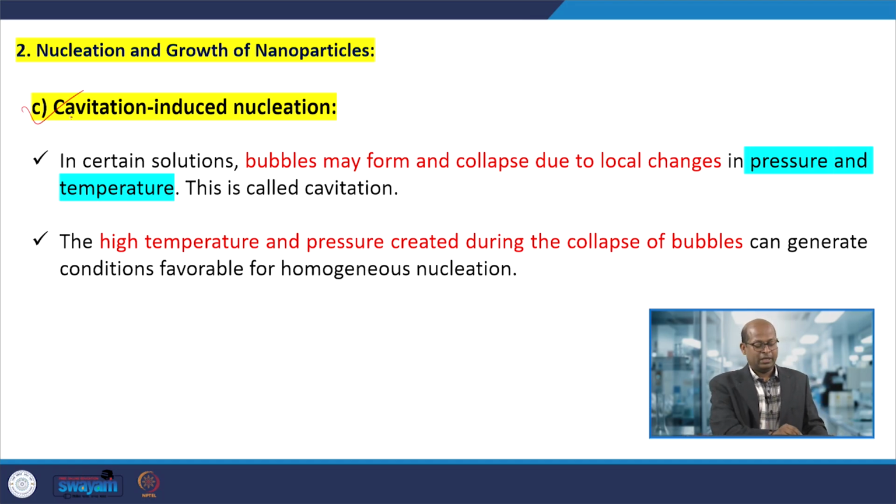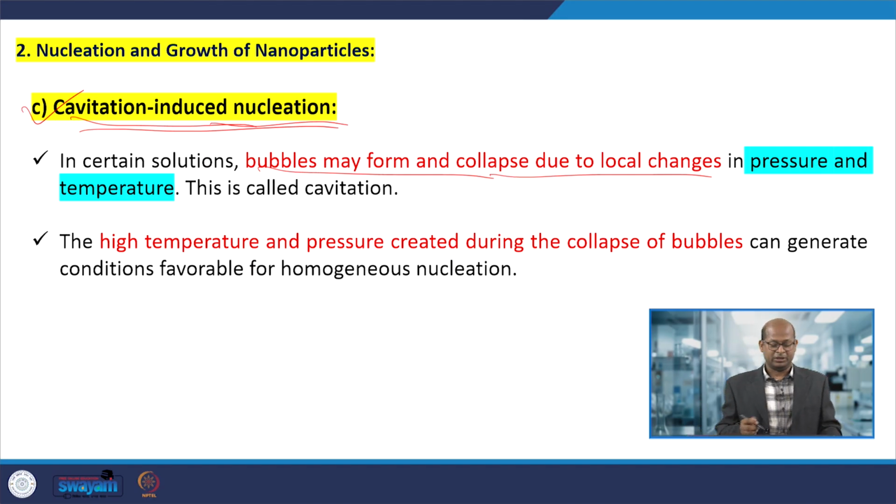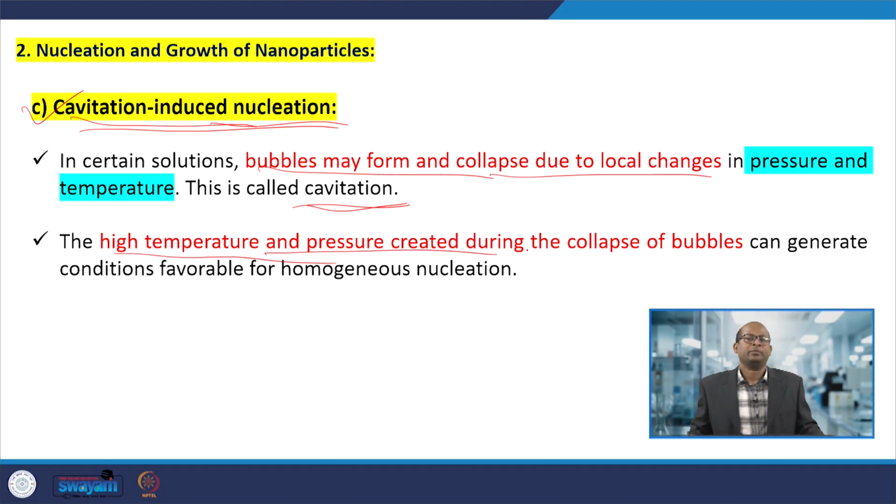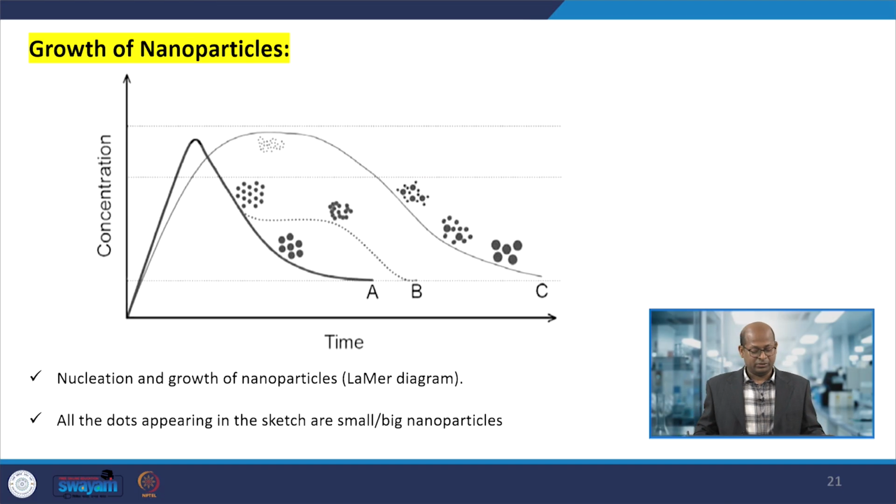Another one is cavitation-induced nucleation. In this case, bubbles may form and then collapse due to local changes in pressure and temperature. So high temperature or pressure is created during the collapse of the bubbles. Okay, so here it has been shown graphically.